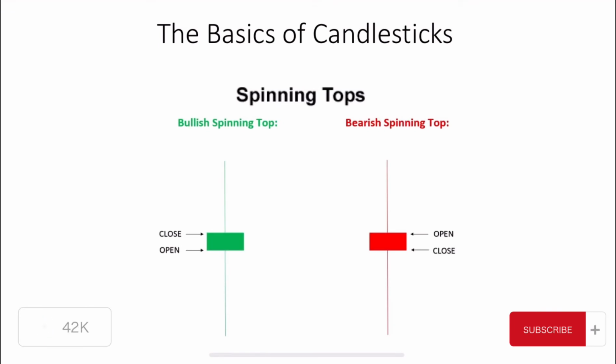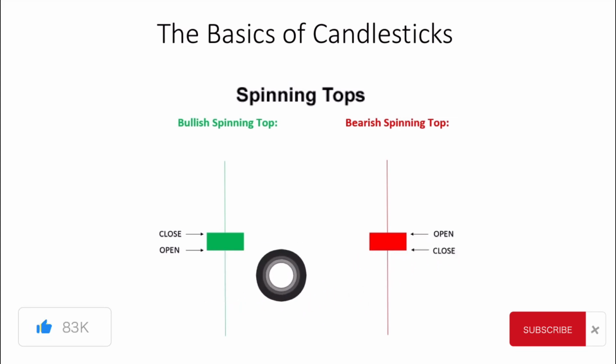So let's move on to the spinning tops. This is a candle pattern. Candlesticks with a long upper shadow and a long lower shadow, as you can see, this is the upper shadow and the lower shadow, and small real bodies. These are the small bodies. Those green one and red one, those are the bodies. They are called spinning tops.